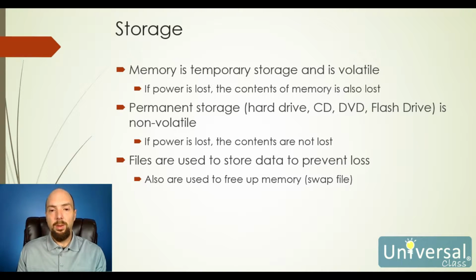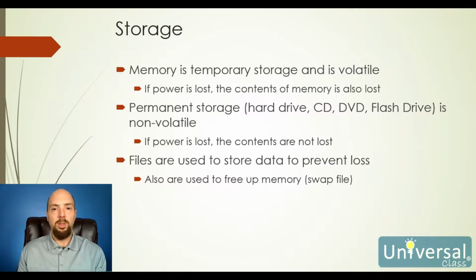Storage is the place where we actually put our files or whatever we're working on. So this is going to be memory or our hard drive. Now, memory in the computer is considered to be temporary storage. It is volatile, which means if we lose power, all of the data that's stored in that memory is going to be lost. Permanent storage is something like your hard drive, a CD, a DVD, flash drive, etc. And those are non-volatile. What that means is that if we lose the power, then the data does not get lost.